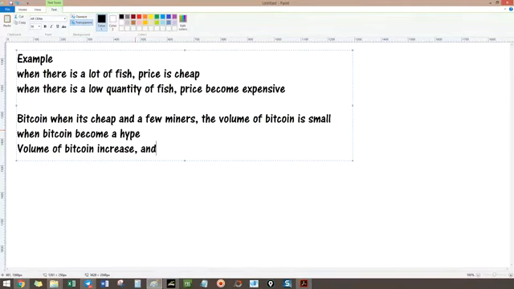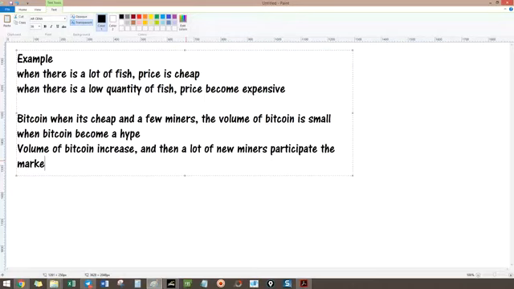And then the volume increases, and then a lot of new miners, new collectors, new buyers, a lot of new miners participate in the market, and price marks up, or increases.